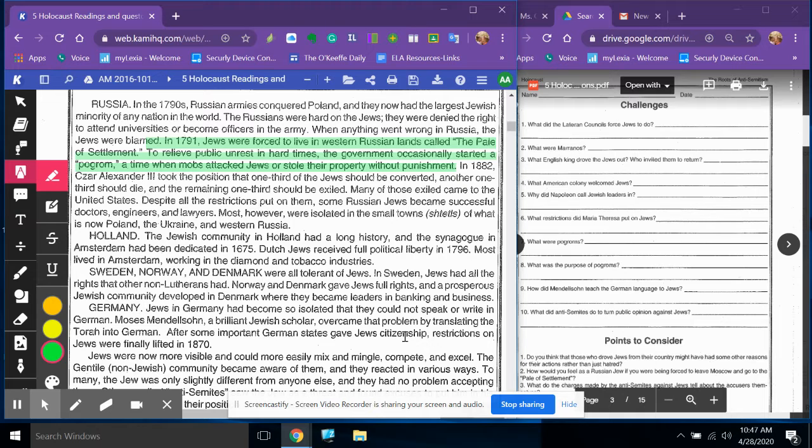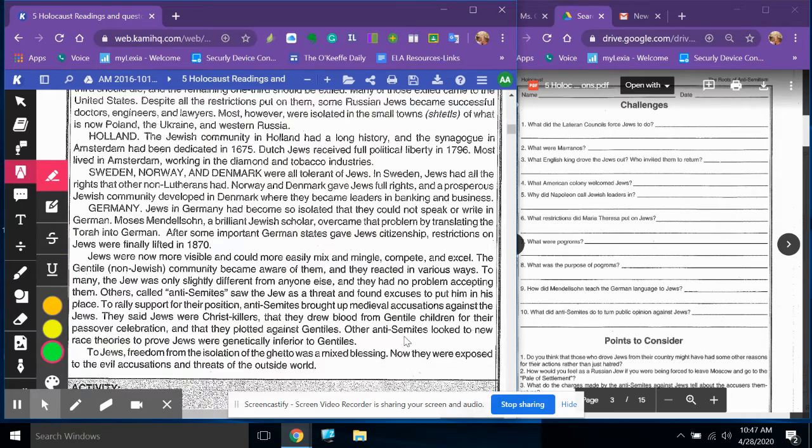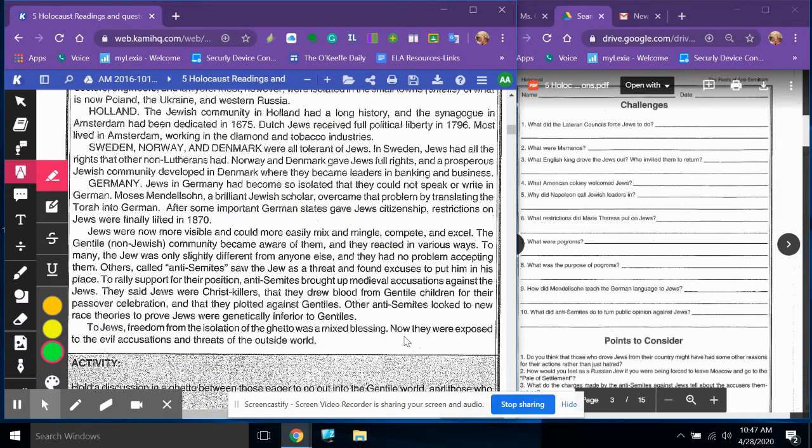Sweden, Norway, and Denmark were all tolerant of Jews. In Sweden, Jews had the rights that other non-Lutherans had. Norway and Denmark gave Jews full rights, and a prosperous Jewish community developed in Denmark, where they became leaders in banking and business.